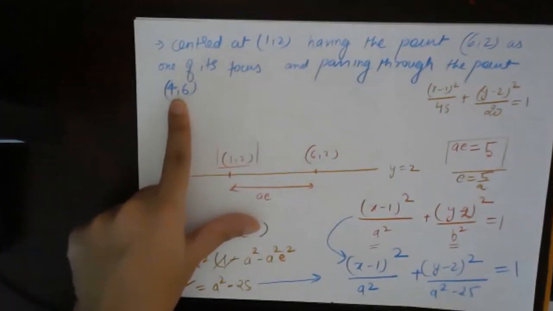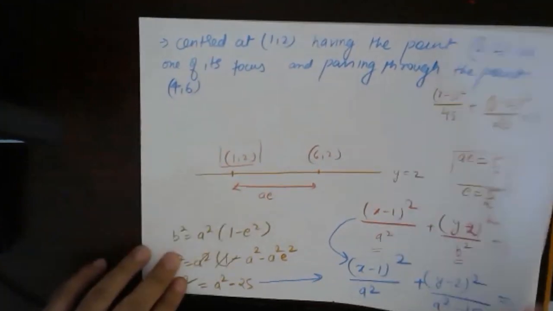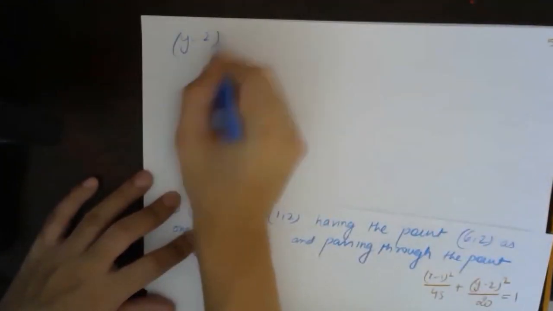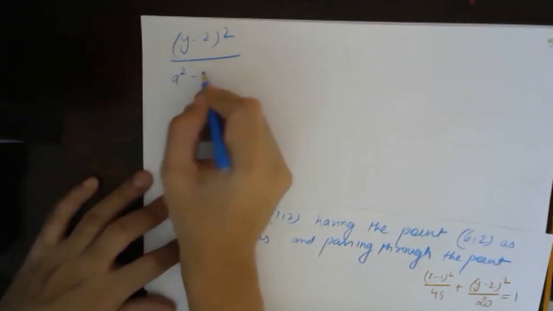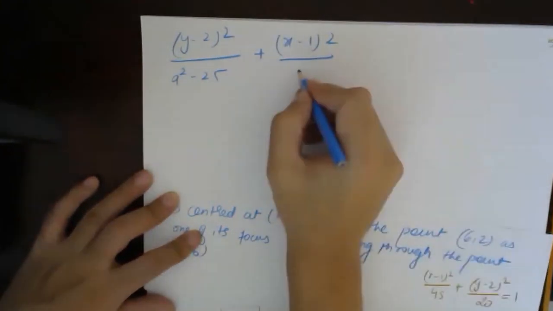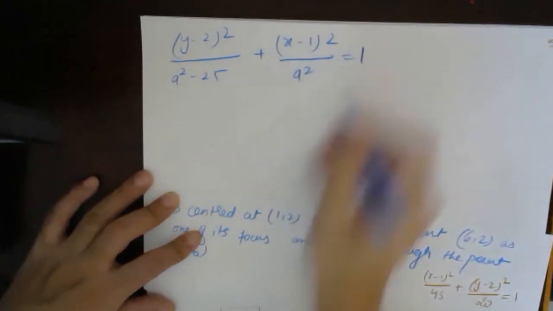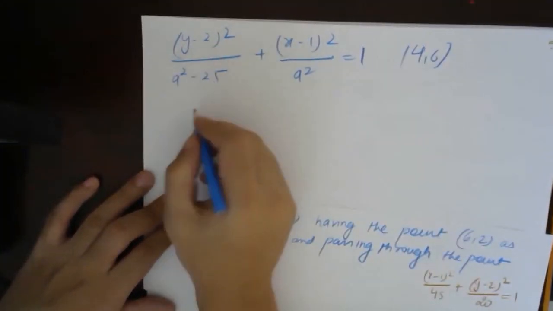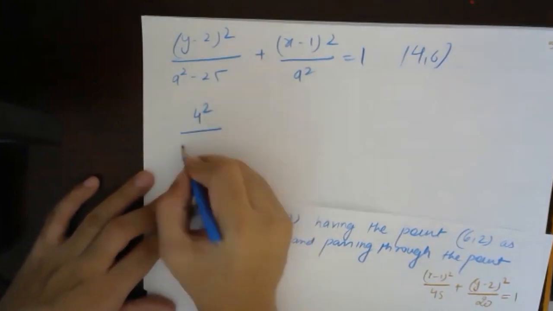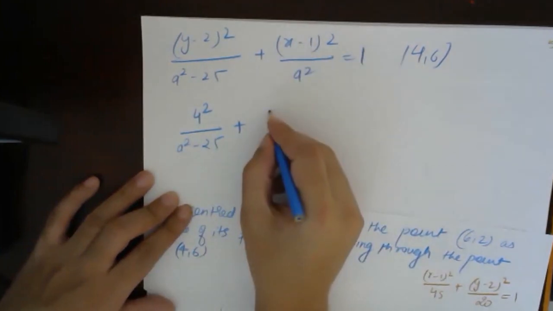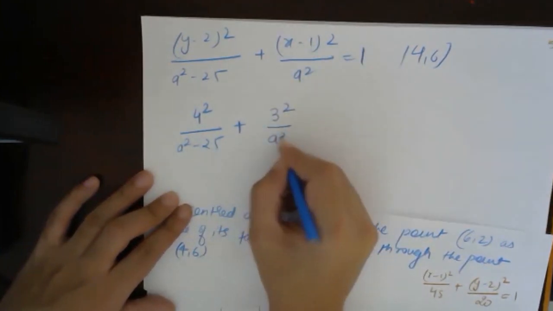Yes, very good. We use the point (4, 6) in the equation. The equation is (y minus 2) whole square upon (a square minus 25) plus (x minus 1) whole square upon a square is equal to 1. Passing through (4, 6), I simply substitute: 6 minus 2 is 4, and 4 minus 1 is 3. So 4 square upon (a square minus 25) plus 3 square by a square is equal to 1.